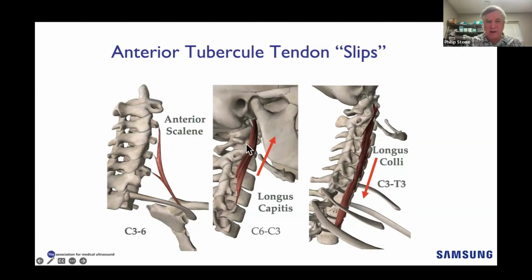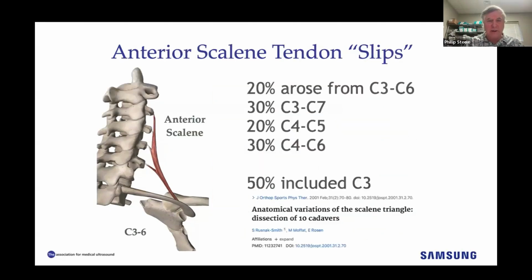We're not going to get into longus colli and longus capitis, but those muscles are there anteriorly. So based on a cadaver study of 10 dissections, in this series of 10 cadavers, only 20% had the sort of traditional 3 through 6.